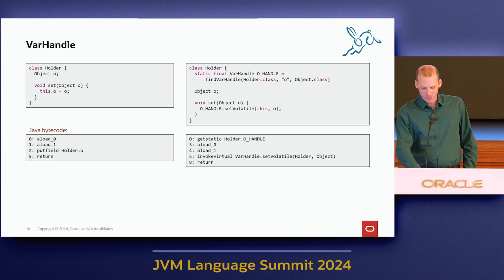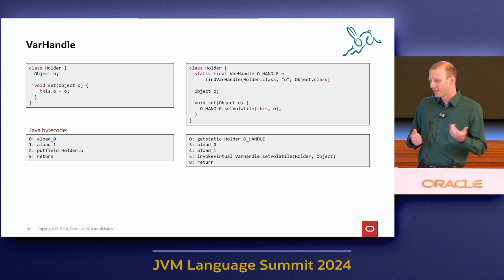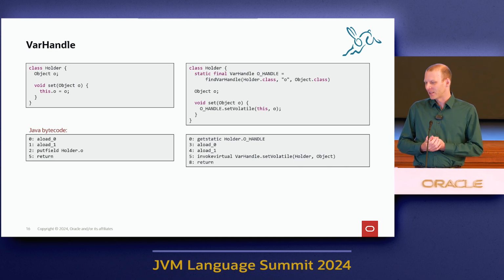Or you can run compiler optimization phases. If you analyze your class initializer, you know that this VarHandle instance that's in my static final is a VarHandle for an instance field, for my particular instance field here.